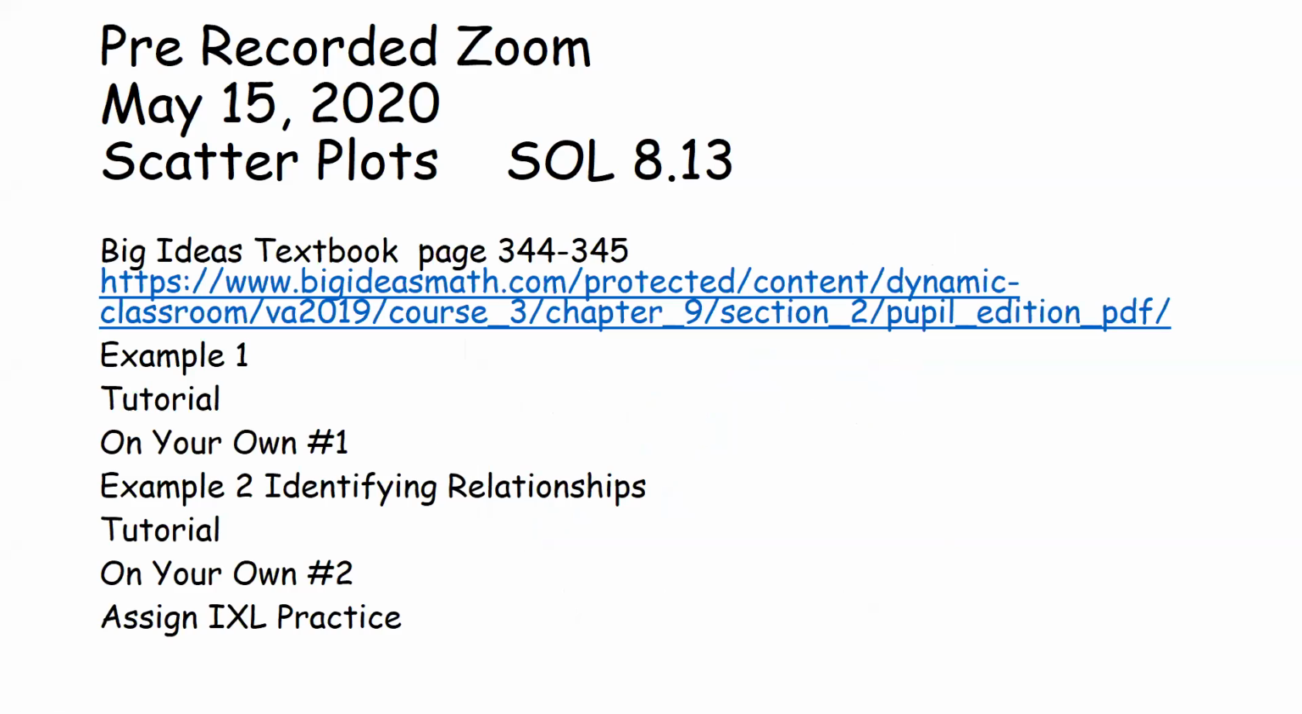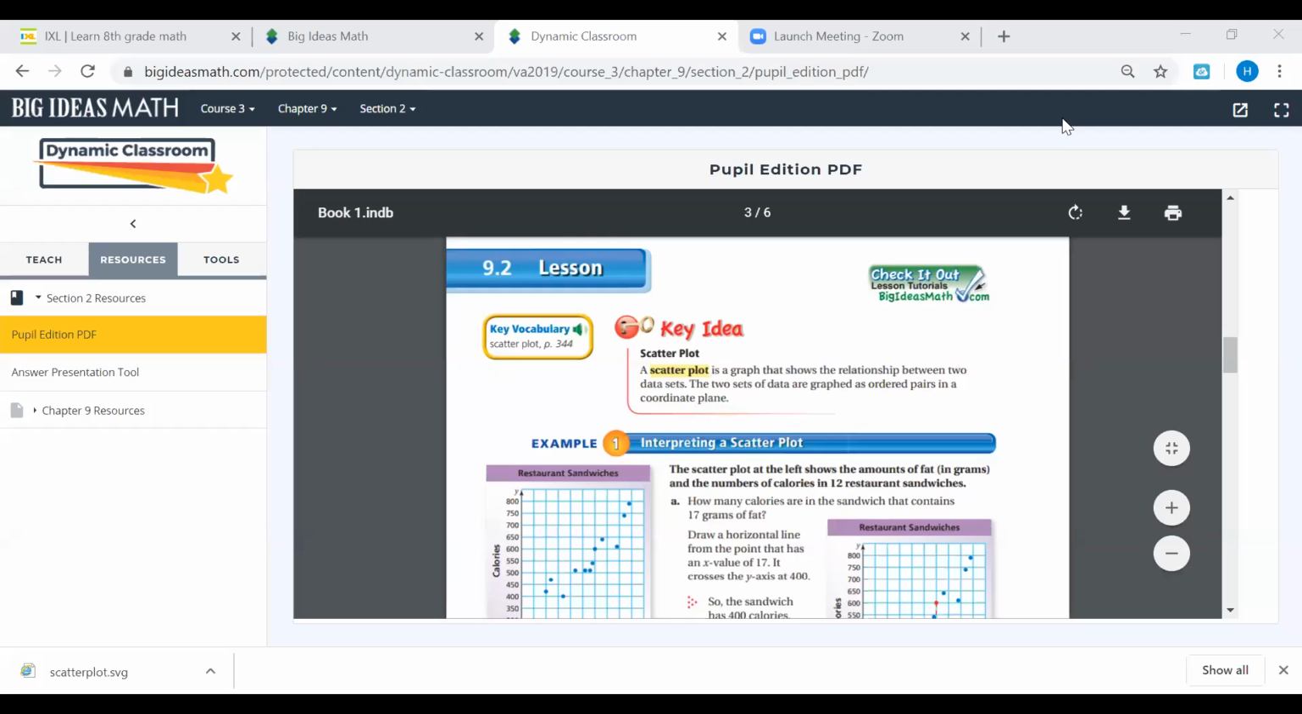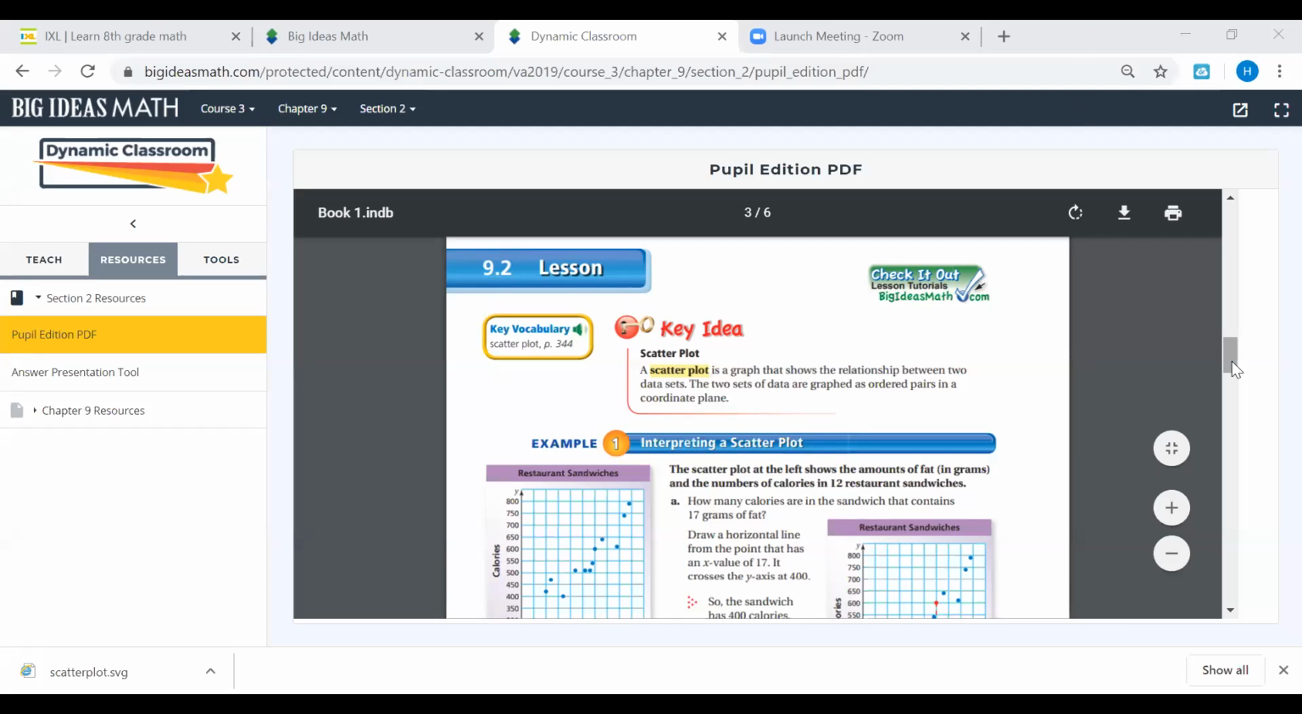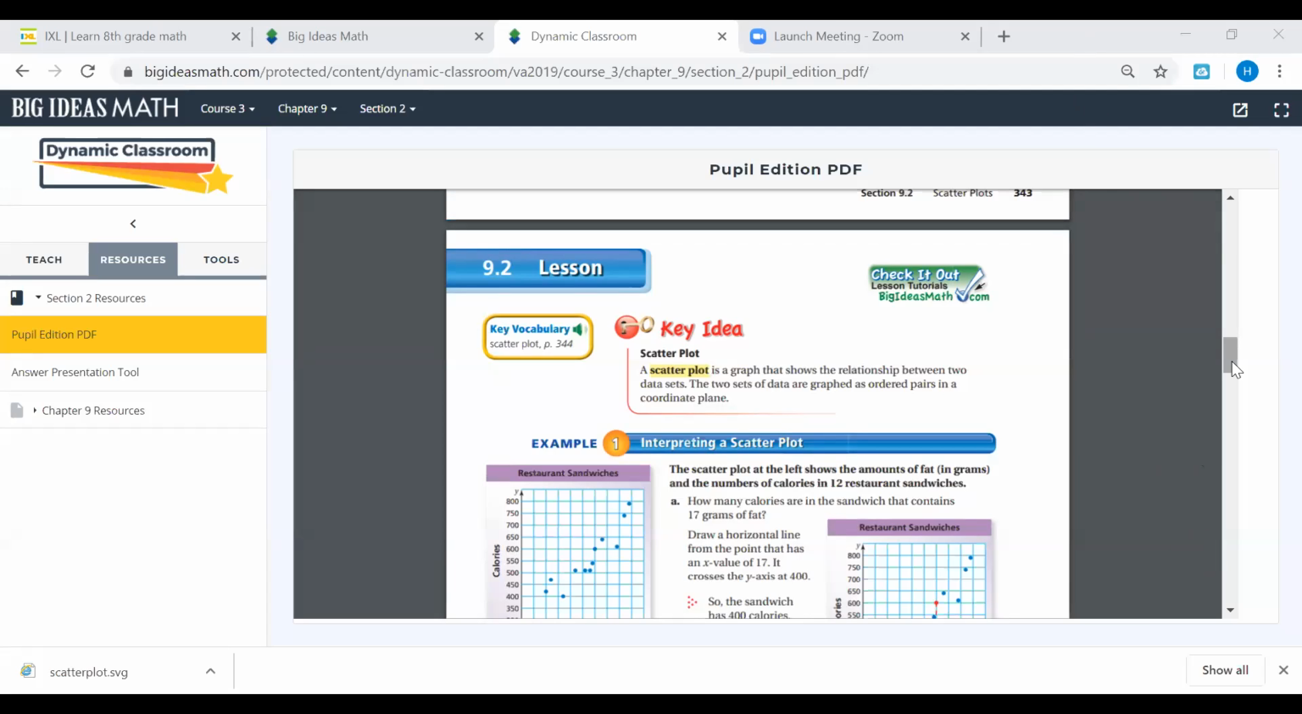I'm going to show you again the on your own questions, number 1 and 2, and then I'm going to show you the answers. So the purpose of me doing this again is just to introduce this to you, the scatter plots. Of course, we would have more practice had we been in school, but my plan again was just to introduce this to you. You'll actually be practicing this on IXL today as well. So if you don't have this page in your package, that is okay.